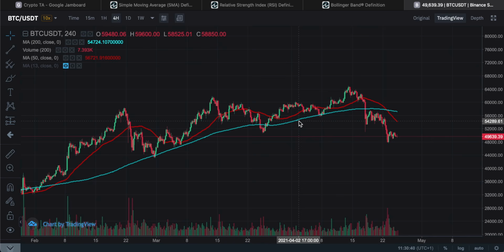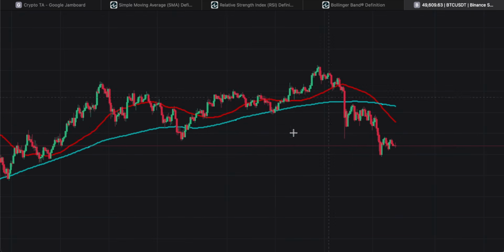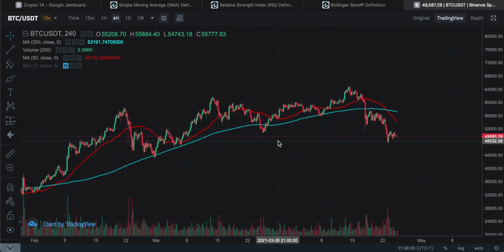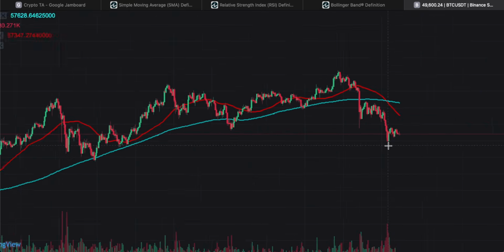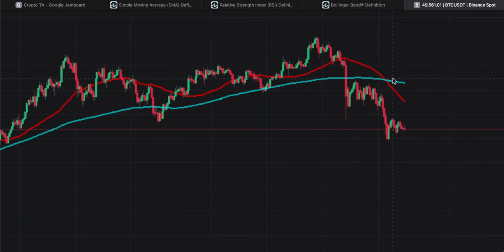A 50-day moving average or a 50-period moving average takes the closing price of the last 50 periods and makes it an average and plots it as a line on the chart. What this aims to do is smooth out the price moves over time. And what's great about moving averages is that you can compare them. So this blue line is the 200 period and this red line is the 50 period.